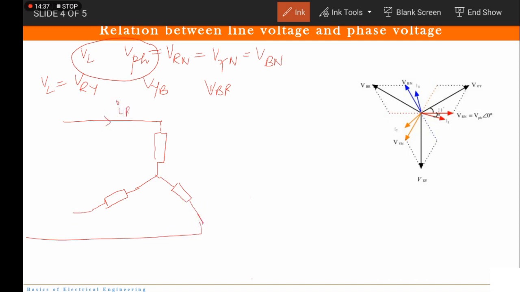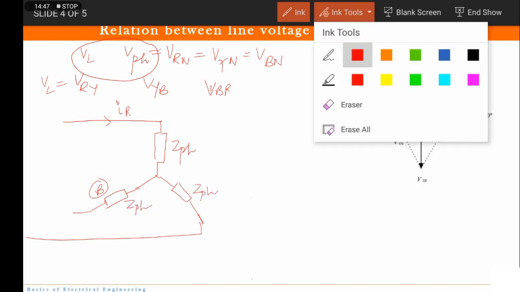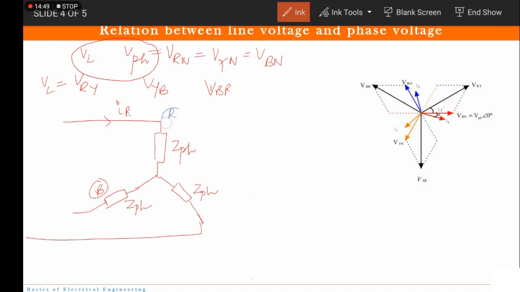IR, this is B, this is ZPH. This is R, this is Y, this is N. So this was my phase voltage, correct? So phase voltage is VRN. But line voltage is this, which is VRY. Got it? Yes. So I wanted to tell you this.